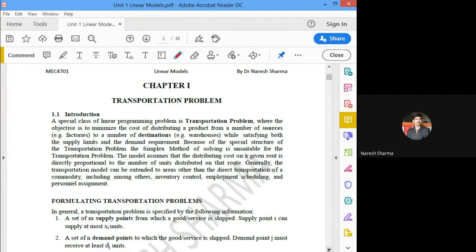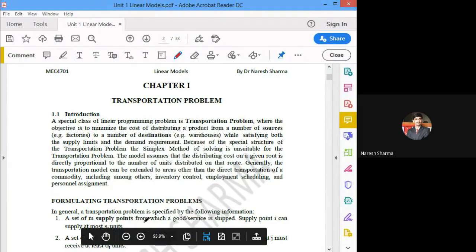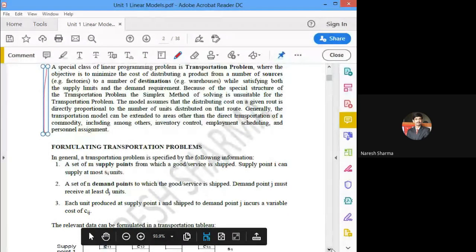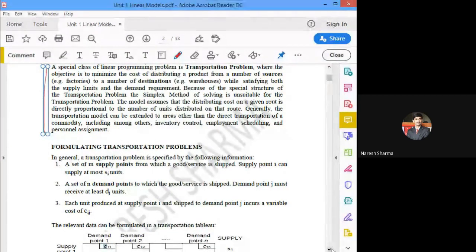So if we go from first factory to first warehouse, cost is different. If we go first factory to second warehouse, cost is different. So our target is to supply the product in minimum cost, right? So this is your introduction of this. Now formulating transportation problem. This is a particular example of linear programming problem I already told you.